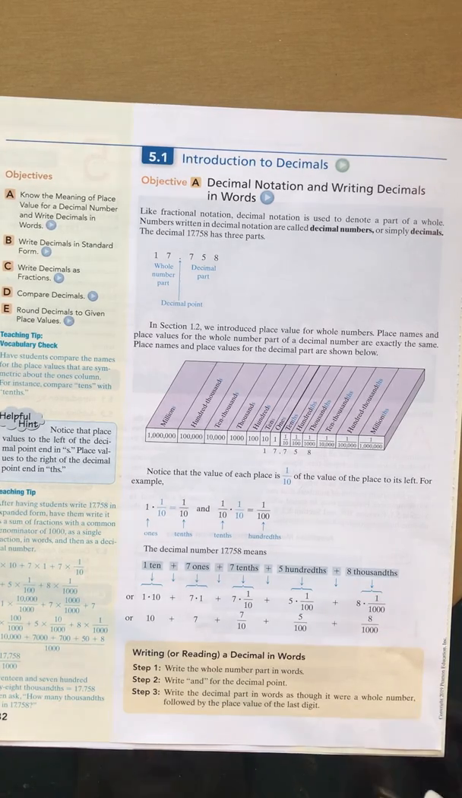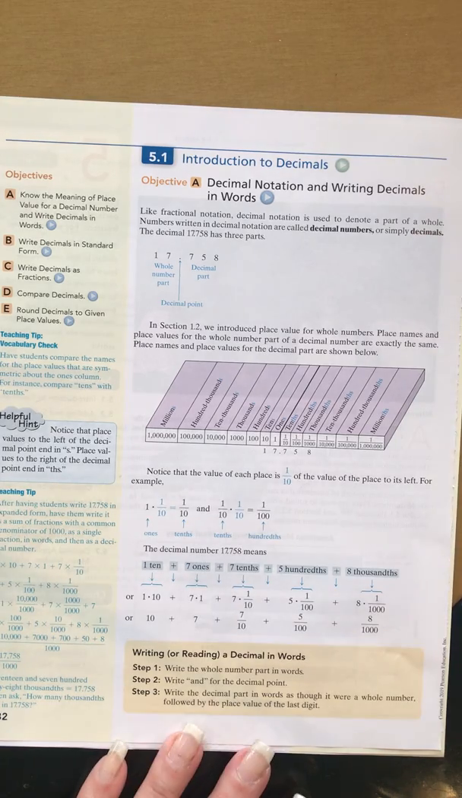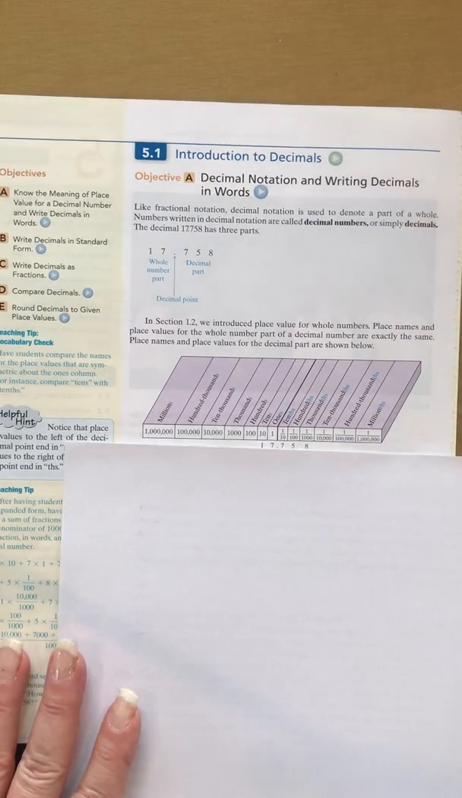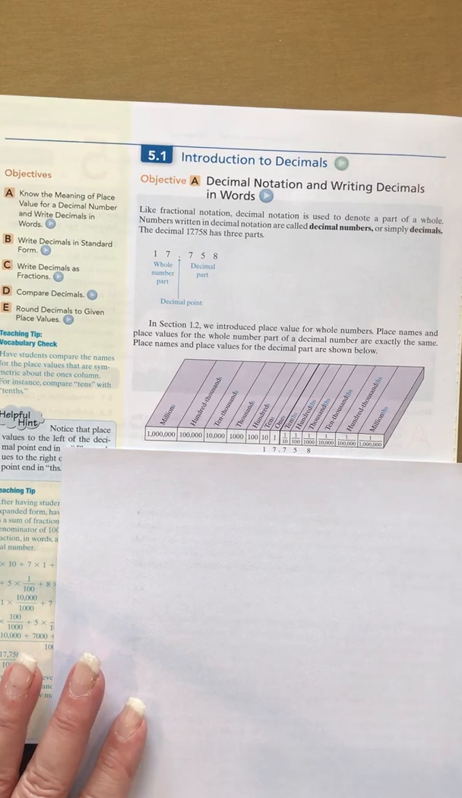Here is section 5.1. It's an introduction to decimals. You're going to learn how to write a decimal in standard form, write it as fractions, compare decimals, and round decimals. So the very first thing we need to talk about is the entire place value system here.